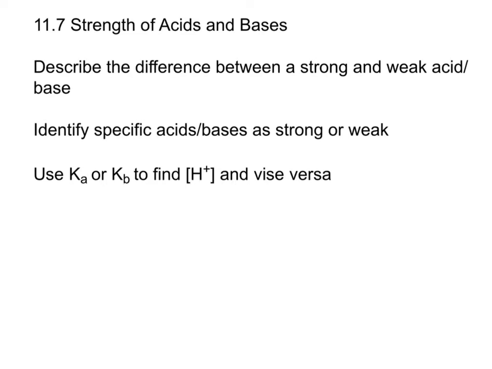We are doing lesson 11.7, the final lesson in our solutions and acids and bases unit. We're talking about strengths of acids and bases. Our first objective is to describe the difference between a strong and weak acid and base. Then we're going to identify some specific acids and bases as being either strong or weak, and then use Ka or Kb to find the concentration of H plus and vice versa. Okay, let's get started with this.